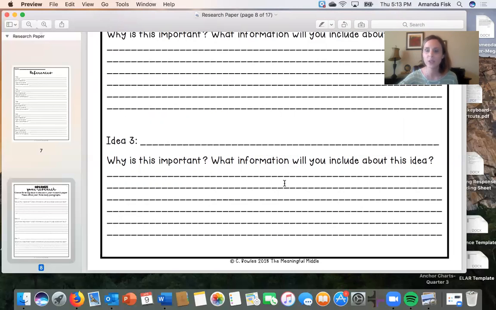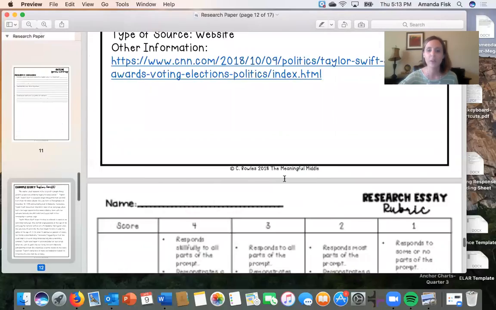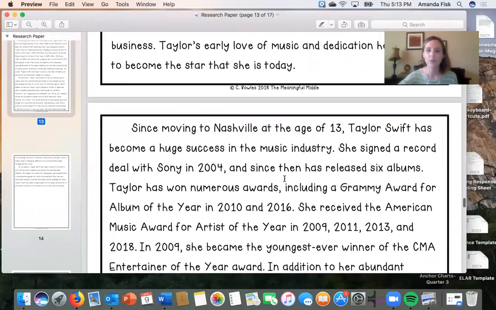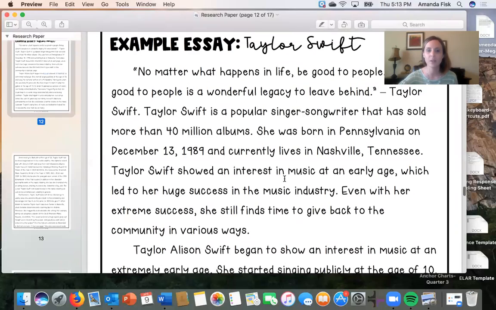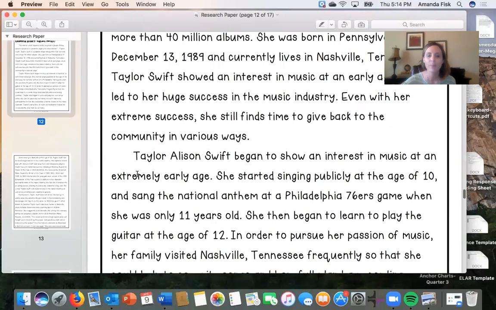Again, you're going to use these sheets as a guide, but you can use notebook paper or anything to write your ideas down. Then from here, I just want to show you what the final copy looks like. And I'll explain a little bit about topic sentence and details with this. So here's a sample essay written by someone about Taylor Swift. And when we write, we will be writing an introduction. As you see here, you'll have big idea 1 in your second paragraph.